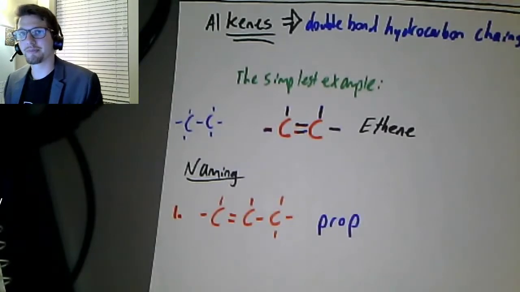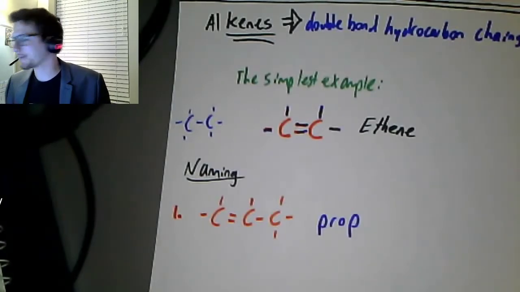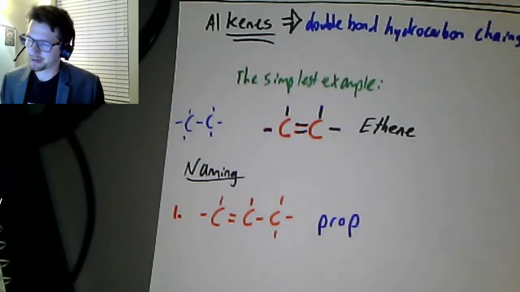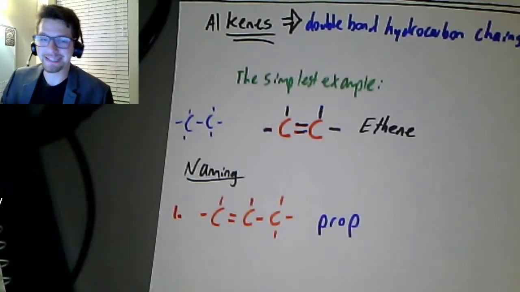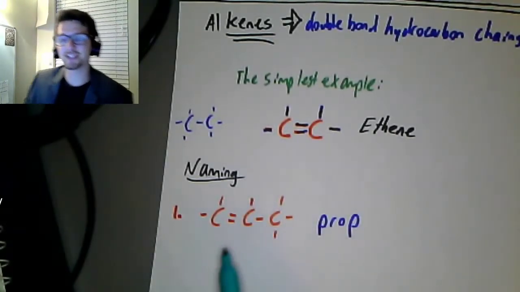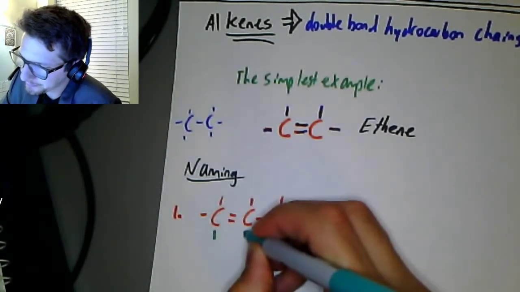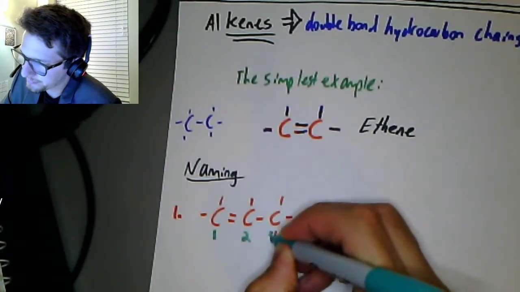So do you guys remember when we said we were going to name our carbons? We were going to number them 1 through whatever? We have to do that here. So we start at the end that's the busiest. So does it look busier on the left or the right? The left is the one that has that double bond, so that makes it busier. So this would be carbon 1, carbon 2, and carbon 3.